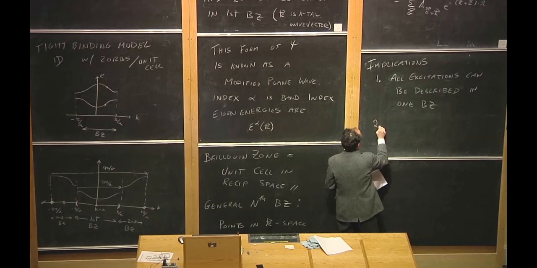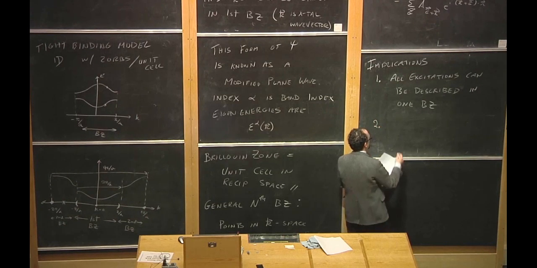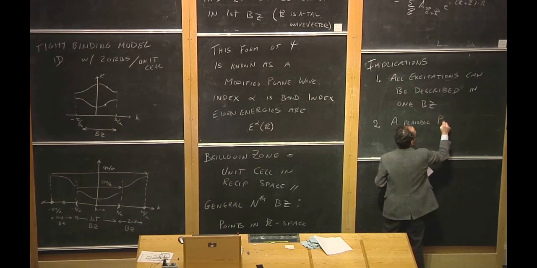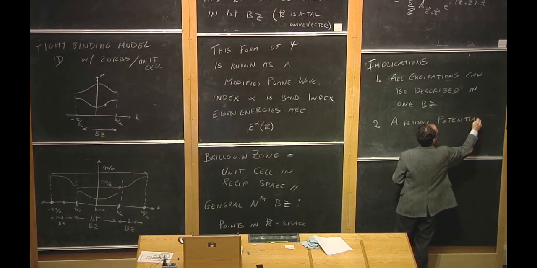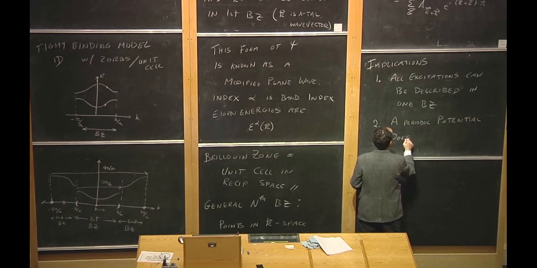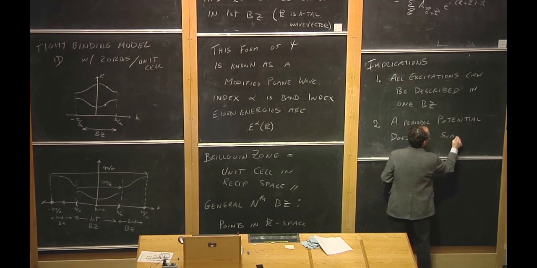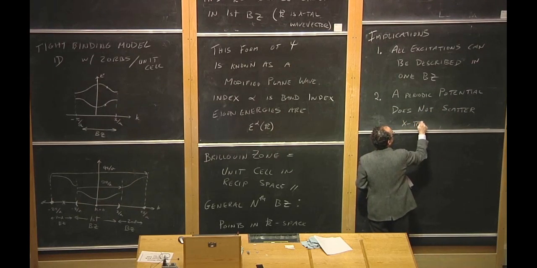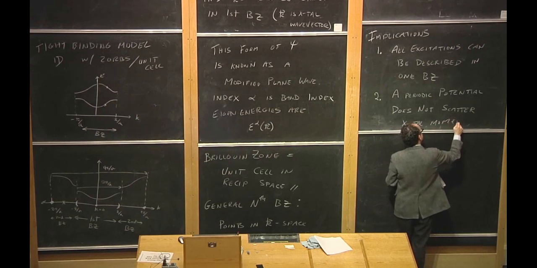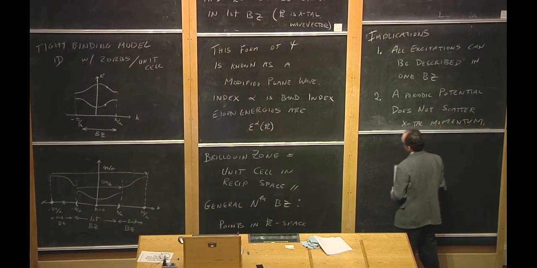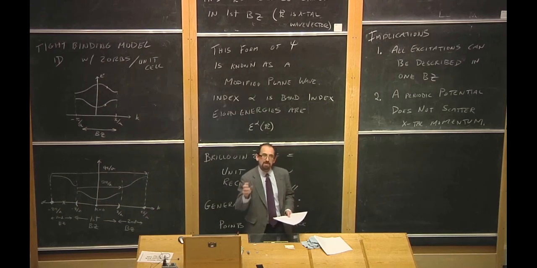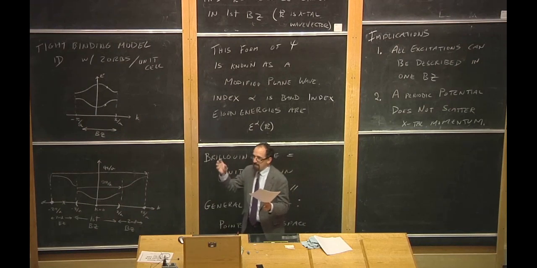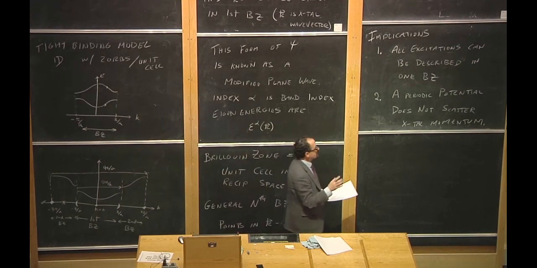Second important statement, maybe more important, is that a periodic potential does not scatter crystal momentum. And this is something that I mentioned before when we discussed the tight binding model, that crystal momentum is conserved. Crystal momentum is always conserved. And the fact that we have this very strong periodic potential doesn't ruin that.